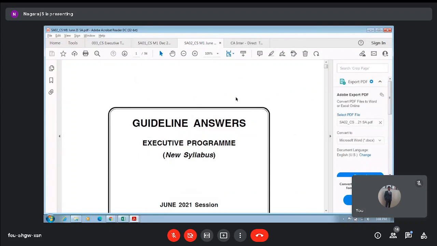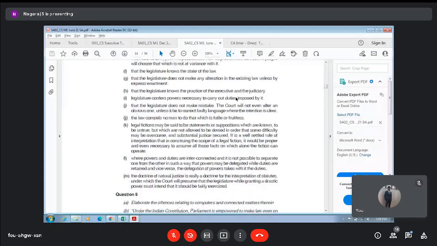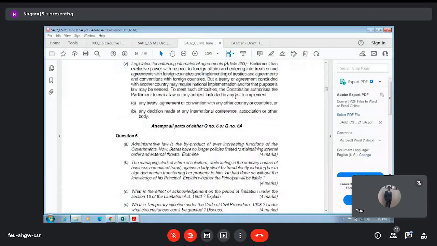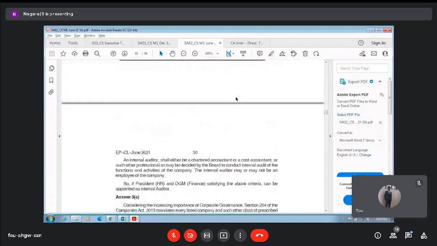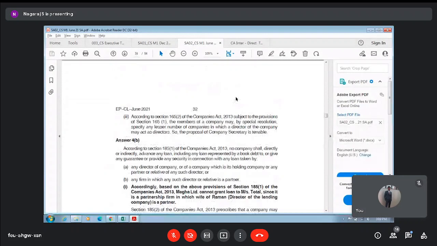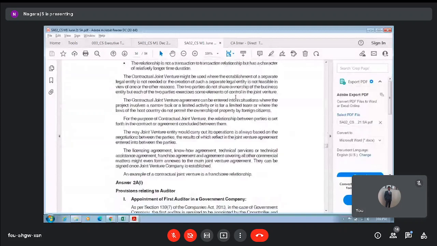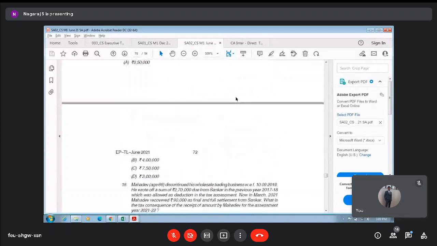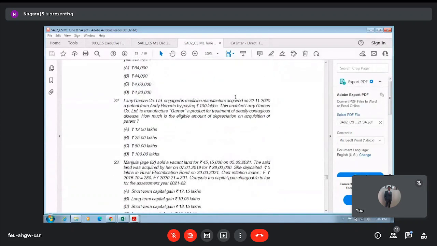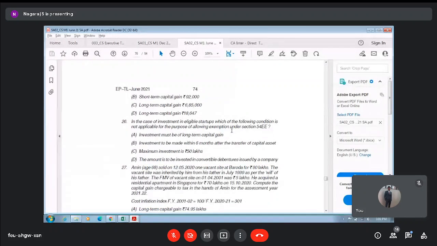I tell you now, at least one question will come from 115JB, 115JC. JB is for companies, JC is for others. Normally they will give it. If you see a three-item paper, attempt one or at least two items, you will get questions on this. Any doubt, any clarification required?